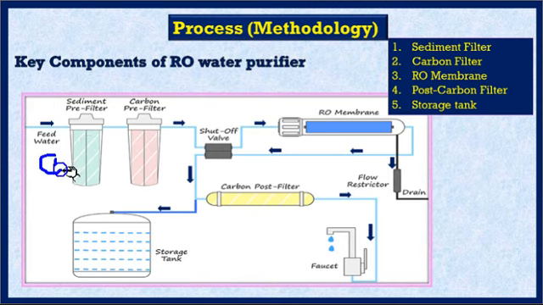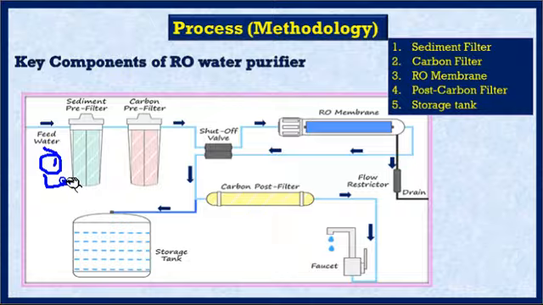First is the sedimentation filter, which is also known as the pre-filter. The sedimentation filter works like a sieve to separate different particles, large particles, and a few dissolved solids from the water. Since the membrane can get clogged by these particles, the sedimentation filter comes before the RO membrane filter. So the sedimentation filter is the first part of this RO water purifier.